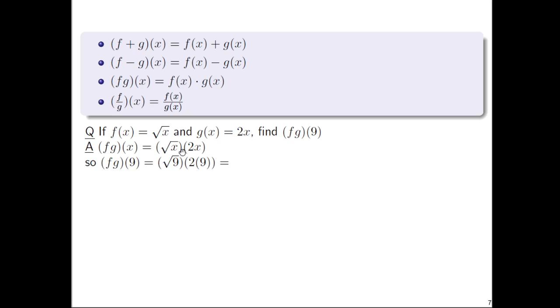Now, there's no distributing here to speak of. There's no plus signs. We just need to simplify. 3 times 2 times 9, which will be 54.